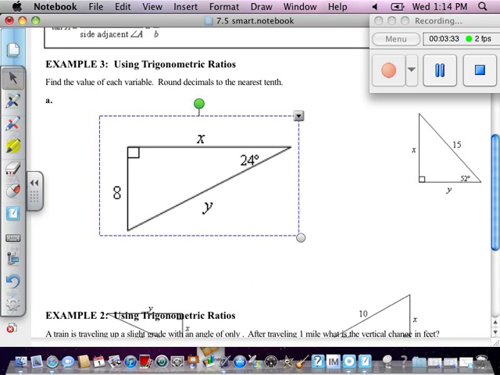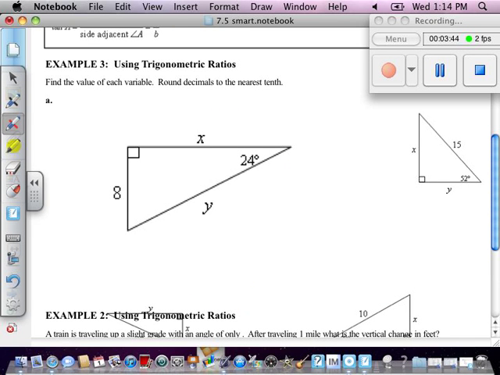We're looking at A right now. We've got angle 24, and we want to find out what X and Y are. So the first thing we're going to figure out is X. So we've got 24 right here. The first thing I'm going to do is label the sides according to 24. What side is the hypotenuse for 24? Why is that the hypotenuse? It is always the hypotenuse. The hypotenuse doesn't change no matter what angle we're talking about.